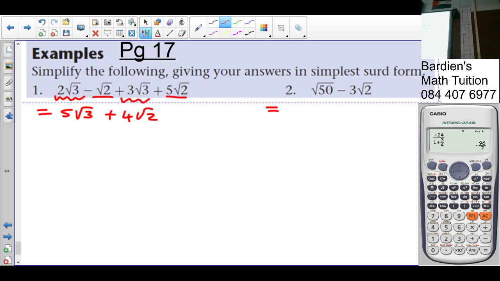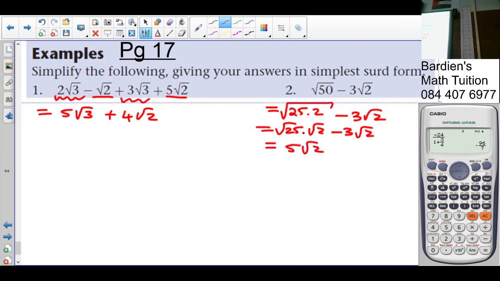Square root 50. So 50 can be written as square root of 25 times 2, minus 3 root 2. You all agree with that? Okay. The root of 25 times root of 2 minus 3 root 2 can be written as 5 root 2 minus 3 root 2.